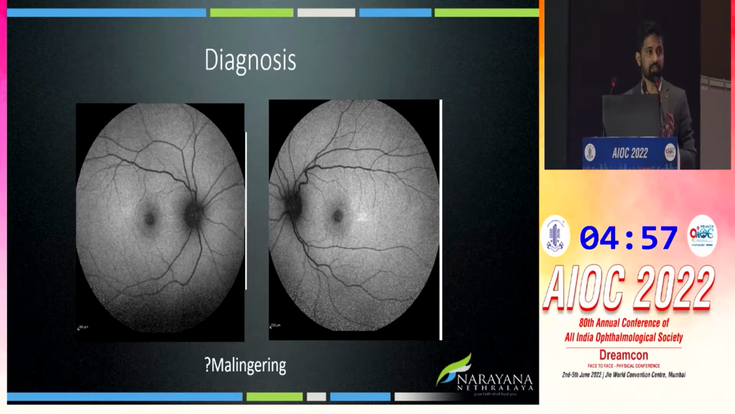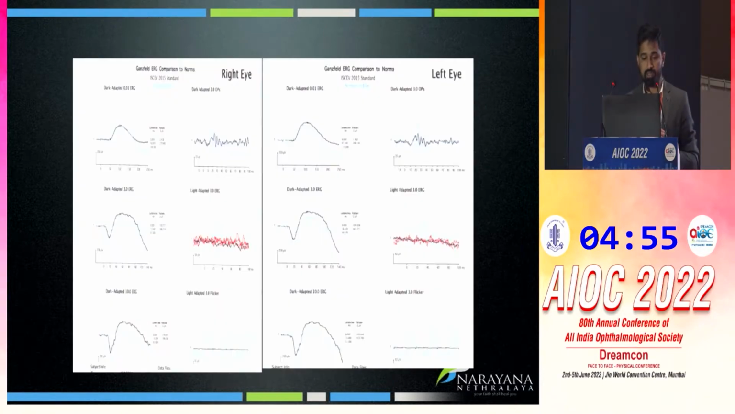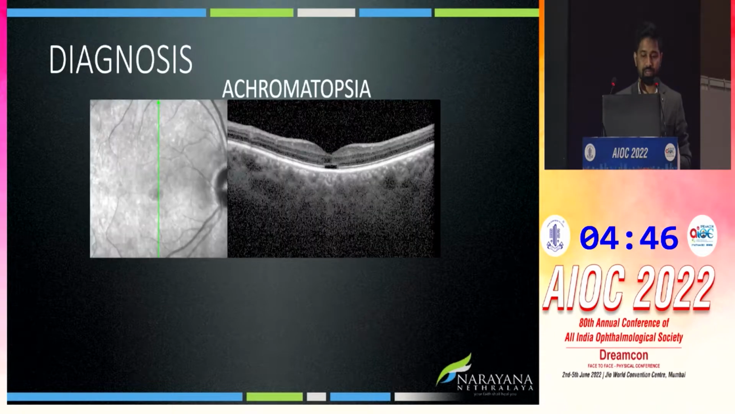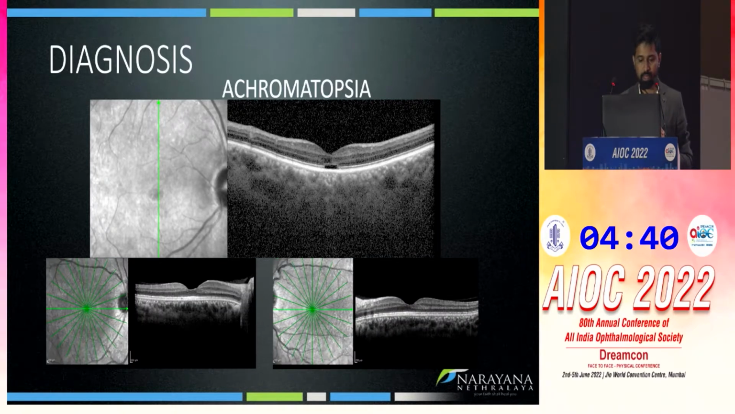It's better to subject them to the electrophysiological test. So we did the ERG and this is what we got. Our light adapted responses were unrecordable. So this is a case of achromatopsia. This is the kind of defect we see in achromatopsia, the defect which resembles photic retinopathy in the fovea. At least in my experience, I saw this kind of thing for the first time where everything was normal.